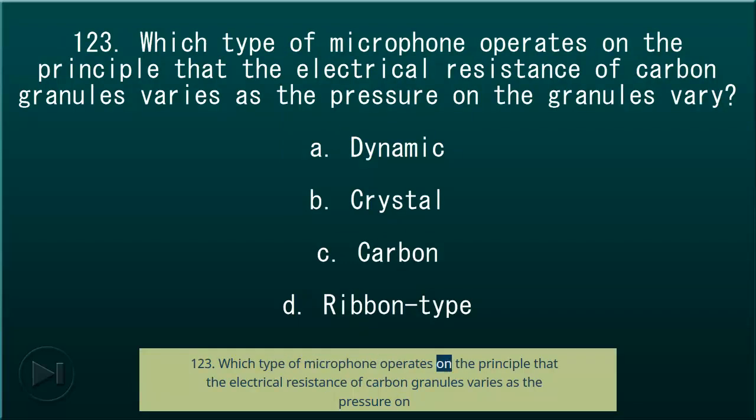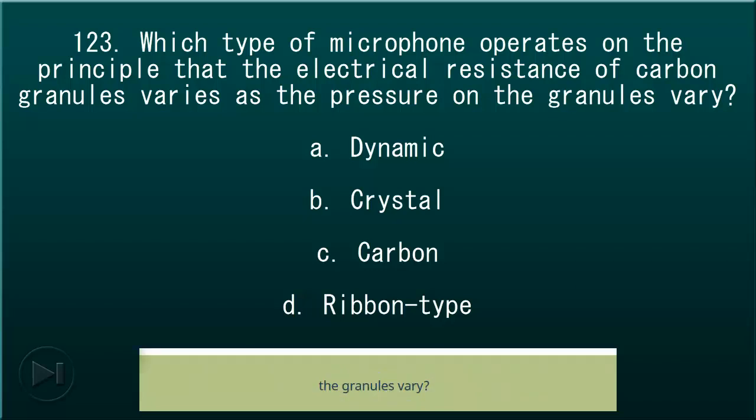123. Which type of microphone operates on the principle that the electrical resistance of carbon granules varies as the pressure on the granules varies? A. Dynamic. B. Crystal. C. Carbon. D. Ribbon type. Answer: C. Carbon.